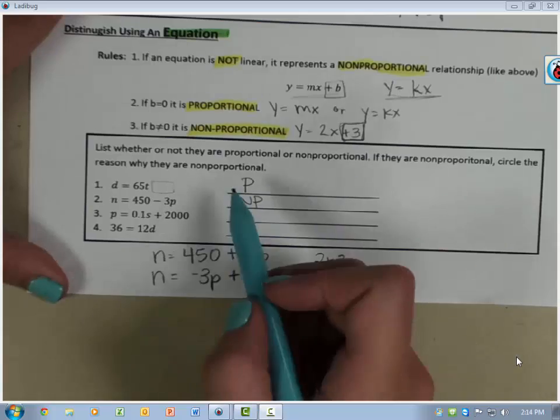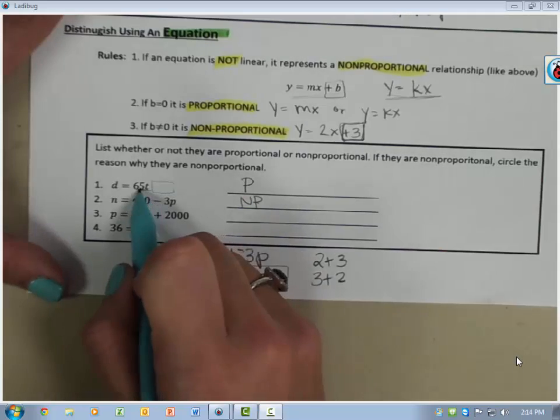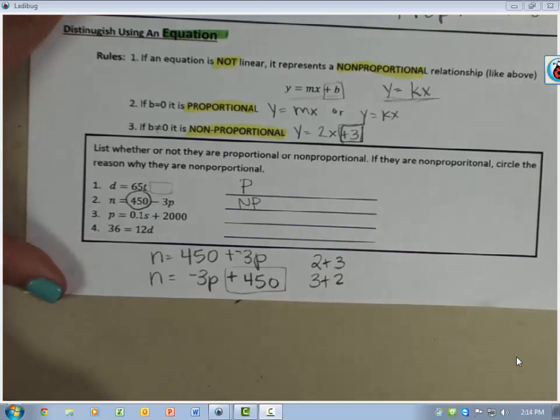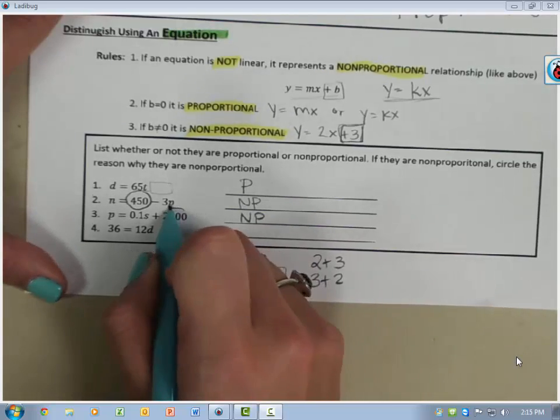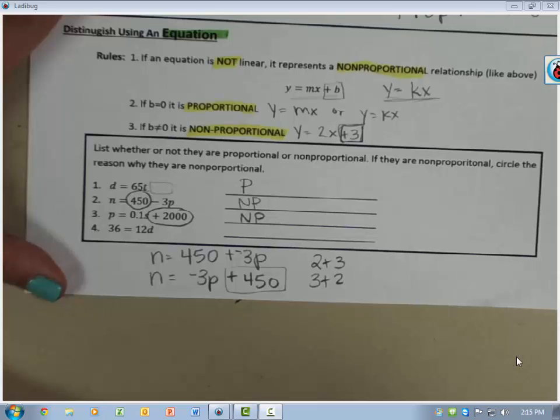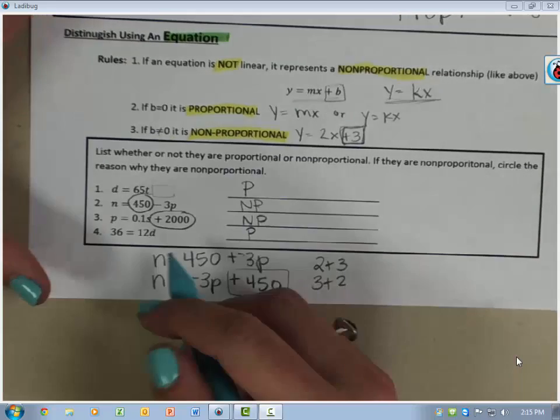So this is non-proportional because you had your plus 450, so you should have circled 450. 450 was your y-intercept. For number 3, you should have also got non-proportional because of your b, the plus 2,000. And for 4, you should have got proportional because there is no b.